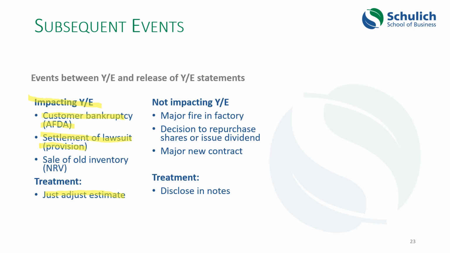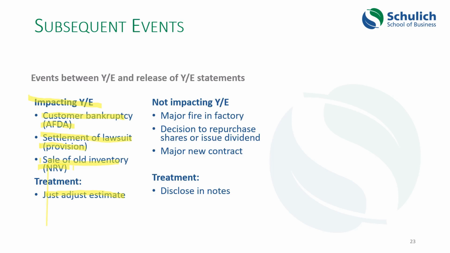But if it happens between the year end and the release of the year end statements, you can provide people with accurate information instead of just a general estimate. Same thing if you are trying to represent the value of some old inventory, you're estimating the net realizable value of it. Well, if you sold it during that intervening period between the year end and the year end statements, you don't have to estimate it anymore. You know exactly what you got on the sale of it.